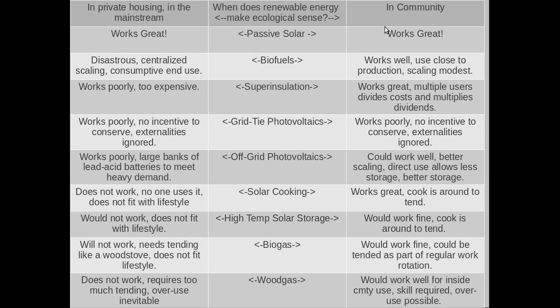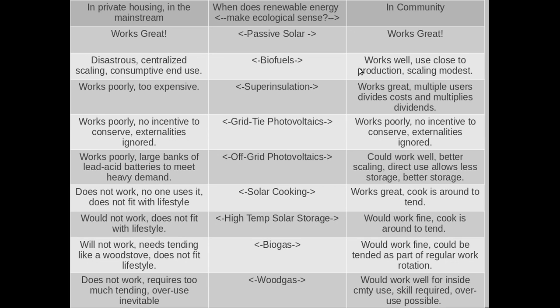Passive solar. How well does that work in private housing in the mainstream? It works great. Passive solar, you almost can't do it wrong. It's really easy. It's really simple. Well, I won't say you can't do it wrong. Don't put the windows on the east and west side. Put them on the south side. Have a little bit of an overhang. Beyond that, you almost can't do it wrong. It's really easy, it's really simple, and it makes any house or any building much more pleasant to be in. How does passive solar work in community? Works great, just like it does in the mainstream.